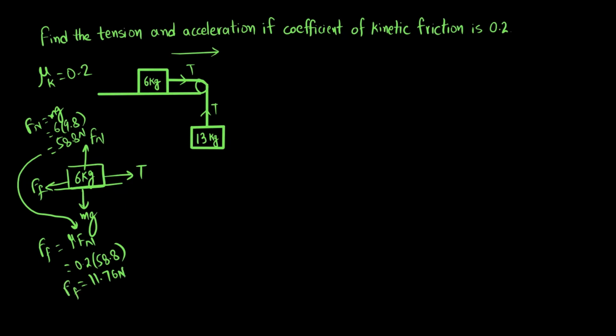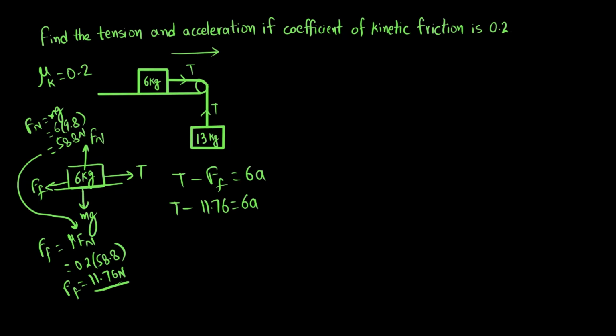And now, since it's going to the right, let's write the forces in the x direction. Sum of forces in the x direction would be tension to the right minus force of friction to the left. And those are all the forces. Net force is equal to mass times acceleration. Mass is 6 times acceleration a. T minus force of friction, 11.76, would be 6a. Now we have two unknowns, T and a. So we need at least two equations.